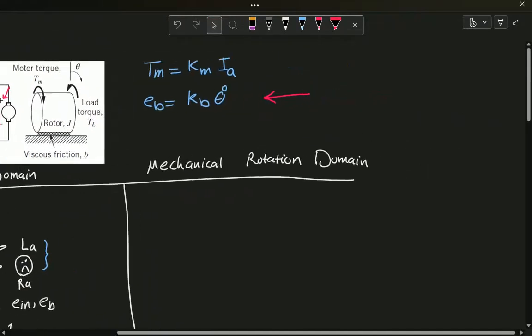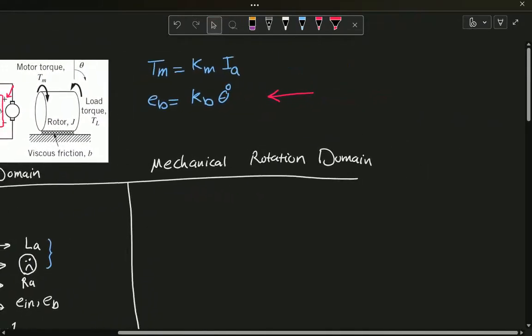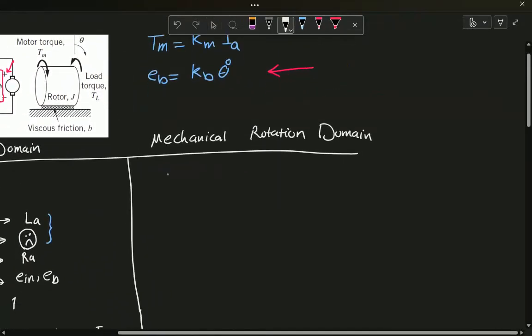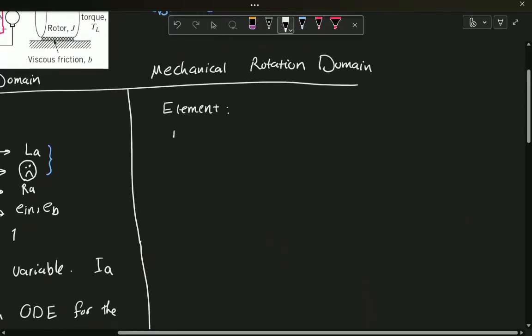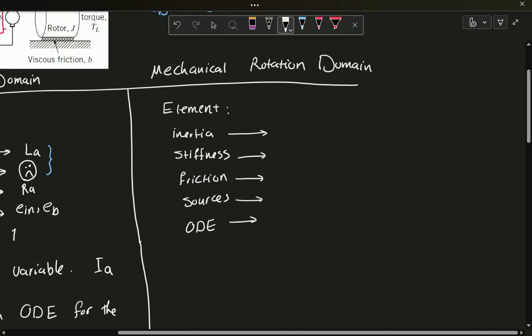So let's go to the mechanical side now. The elements that we have are inertia again, stiffness, friction, our sources, and the number of ODs. Let's comment on these, and then go to step 1 and solve this part.